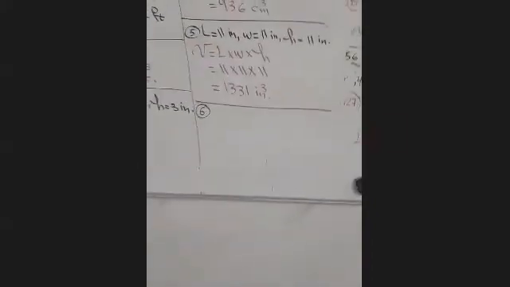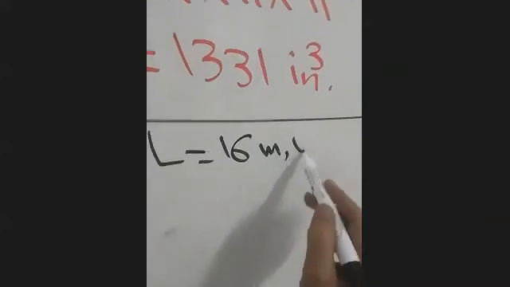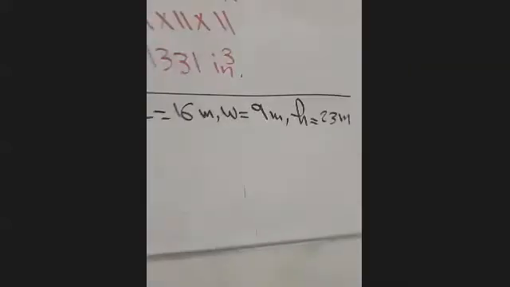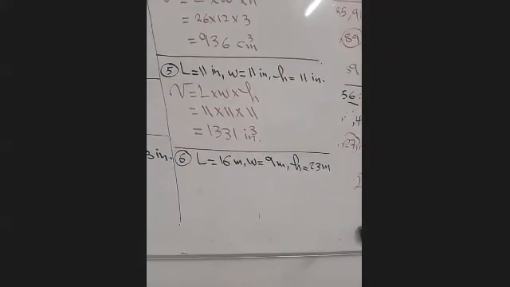How much is the length? The length is 16 meters. The width? 9 meters. And the height? 23 meters. Let me check. Excellent. So, length, width, height.